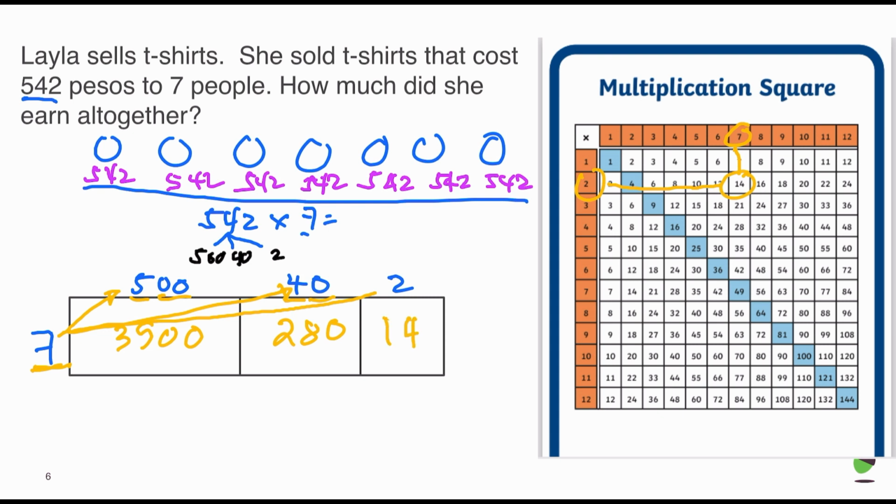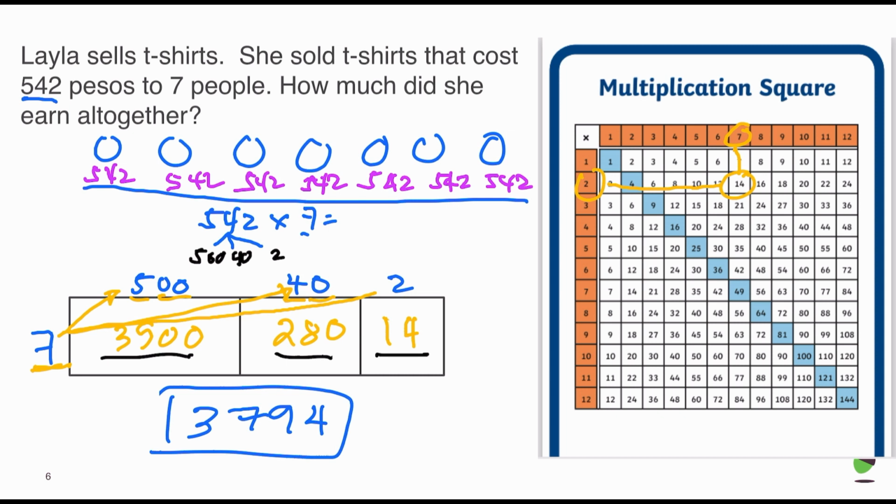And last thing we're going to do, we're going to add all these numbers. 3,500 plus 280 plus 14. Ilan po lahat yan? We have 3,794. Okay? So, next.